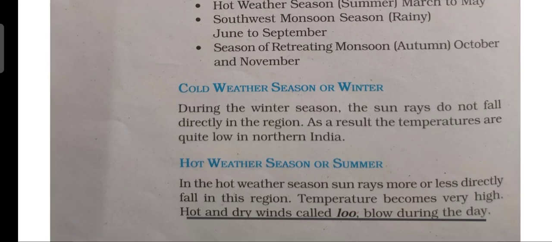Next is hot weather season or summer. In the hot weather season, sun rays more or less directly fall in this region. Temperature becomes high, hot and dry wind called loo blow during the day. So children, the summer season continues from March to May in our country India.